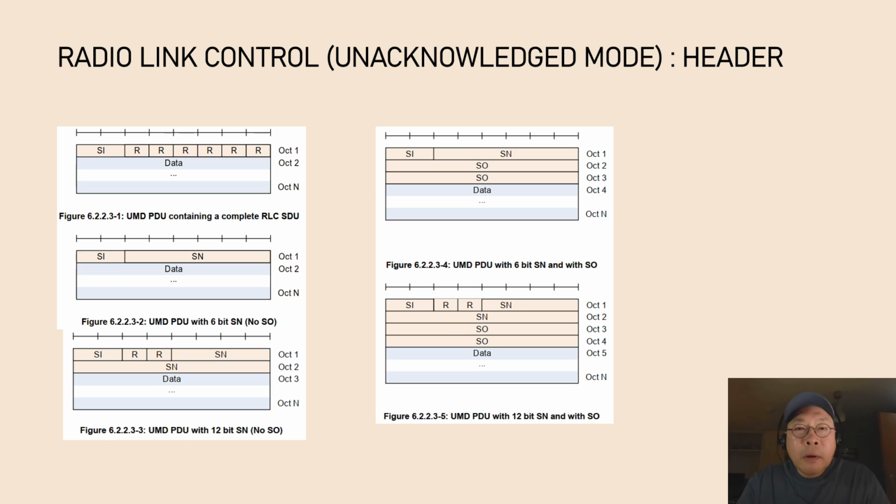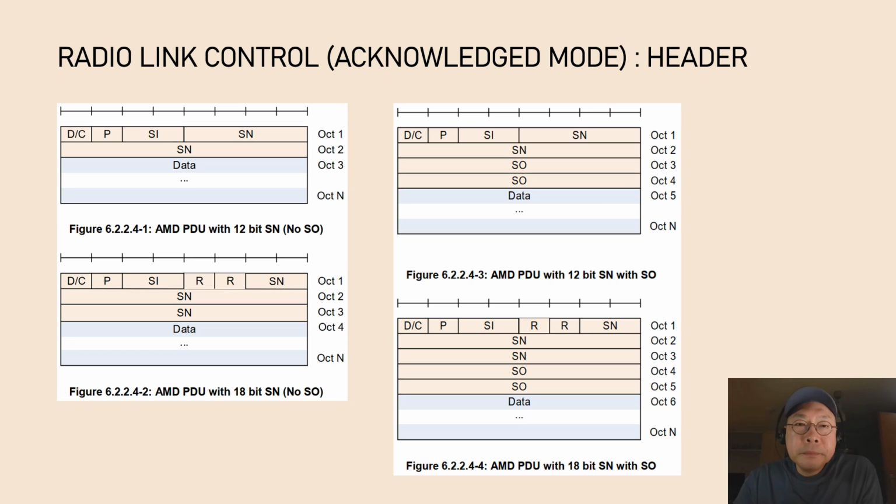In unacknowledged mode, the following header types are used. Pay attention to the segmentation info, sequence number, and segment offset fields. These fields are used in the RLC-UM function. In acknowledged mode, the following header types are used, unlike in UM. Additional bits such as the data control and polling bit fields are included.